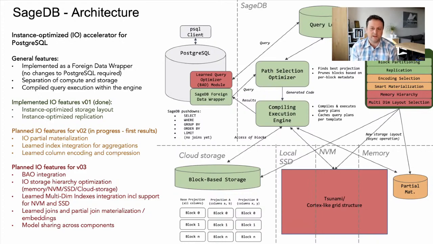We have some compiled execution engine. We learn encodings right now. BAO actually recently also got integrated in our approach. So we already do use the learned query optimization. And so step by step, we are trying to bring all these components together in order to fully optimize everything at once based on the workload as well as data distribution.